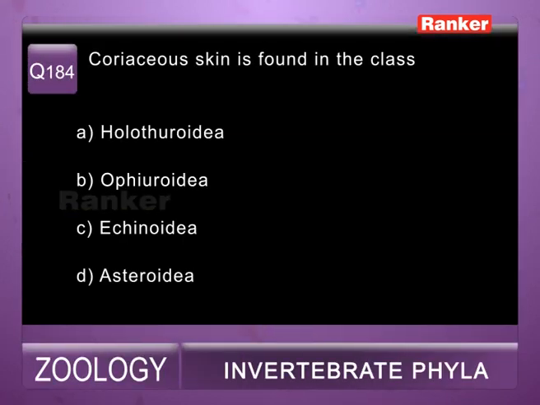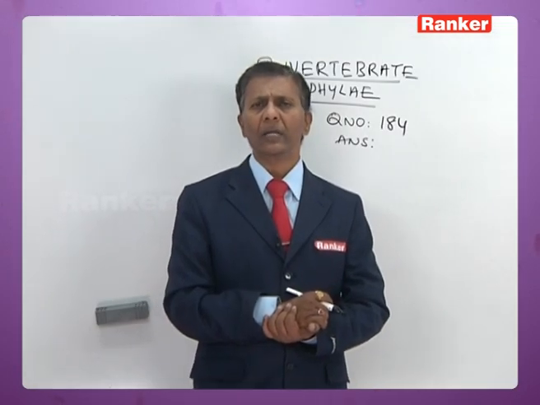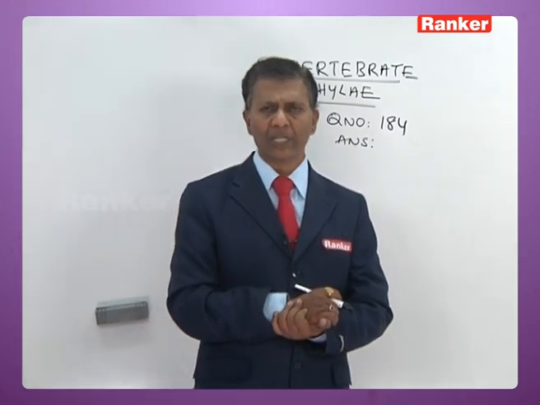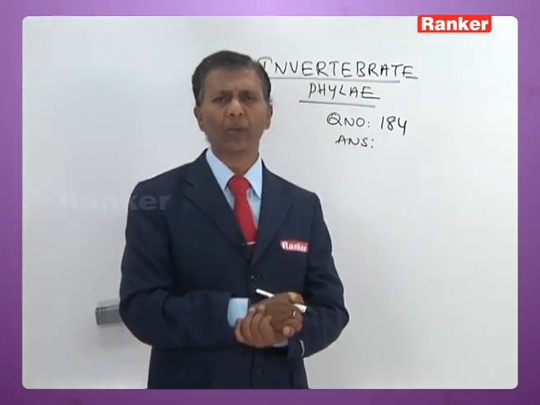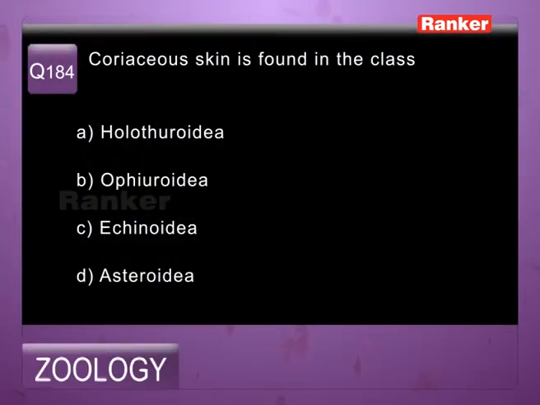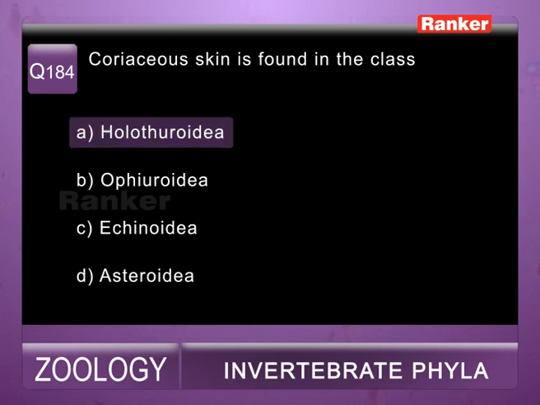Now 184 question here now. Coriaceous skin is found in the class A. Holothuridia, B. Ophiuridia, C. Echinoidea, D. Asteroidea. In Holothuridia, the spines are absent, the skin is velvety and smooth here now, which is called coriaceous. However, below the skin here now, there are wheel and axial spicules. So 184th question, correct answer is A.